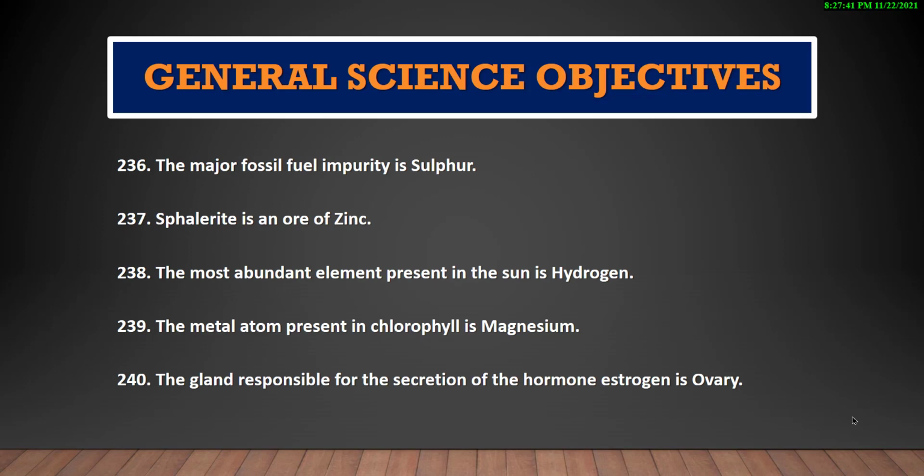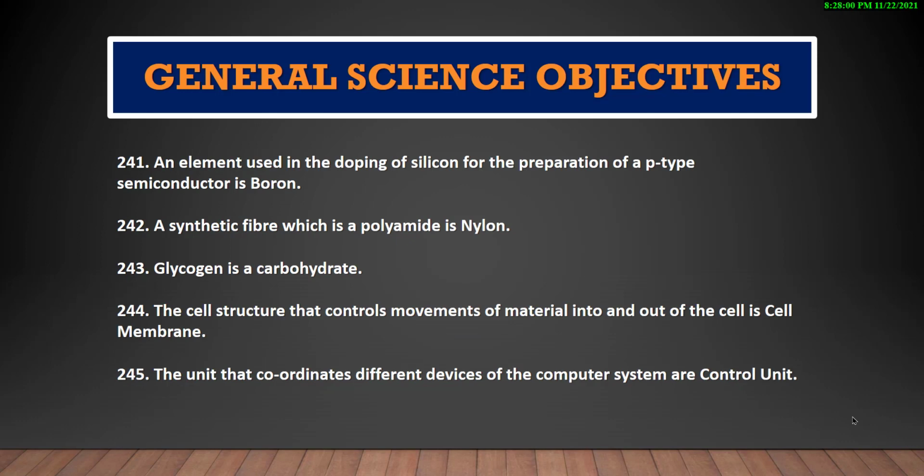Sphalerite is an ore of zinc. The most abundant element present in the sun is hydrogen. The metal atom present in chlorophyll is magnesium. The gland responsible for the secretion of the hormone estrogen is the ovary. An element used in the doping of silicon for the preparation of a p-type semiconductor is boron.